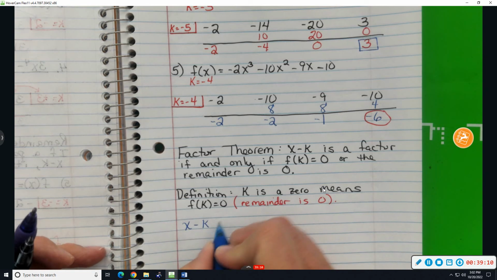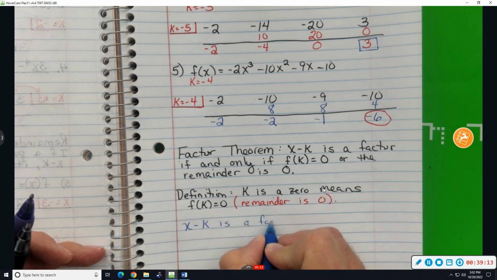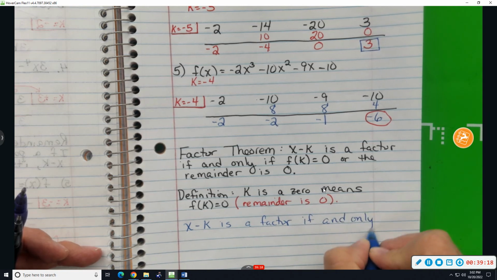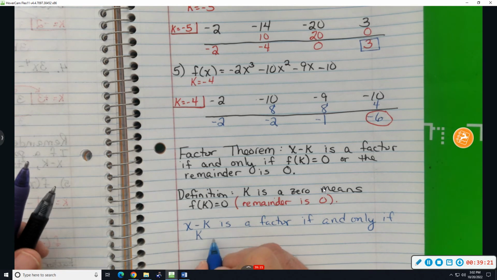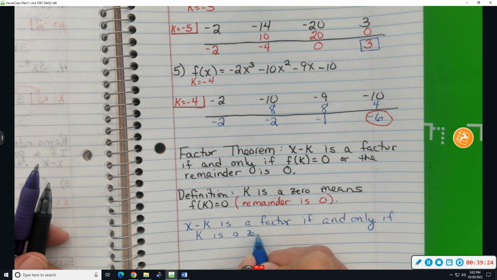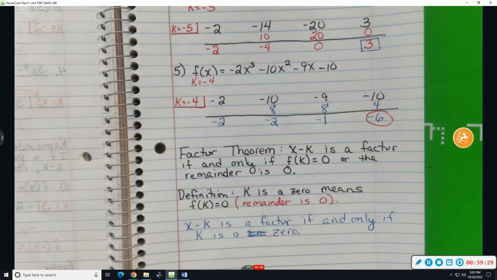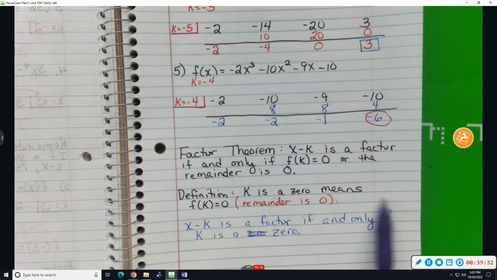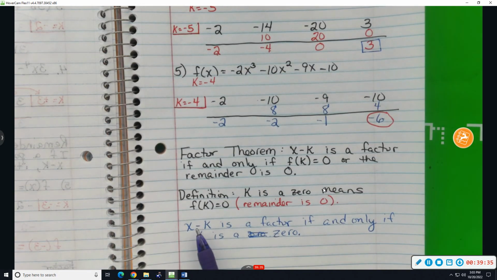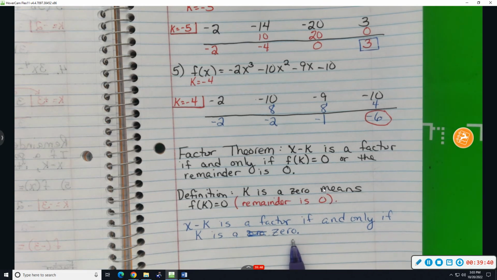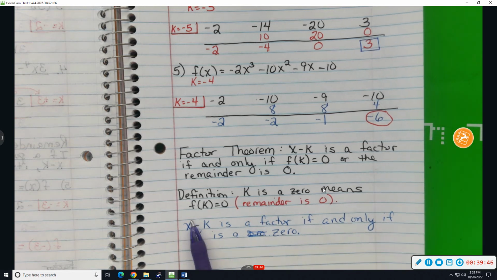X minus k is a factor, if and only if k is a zero. That's a better way of stating it. If and only if in algebra means it can be read two ways. You can read it as x minus k is a factor if k is a zero. It can also be read in reverse: k is a zero if x minus k is a factor. It goes both ways.